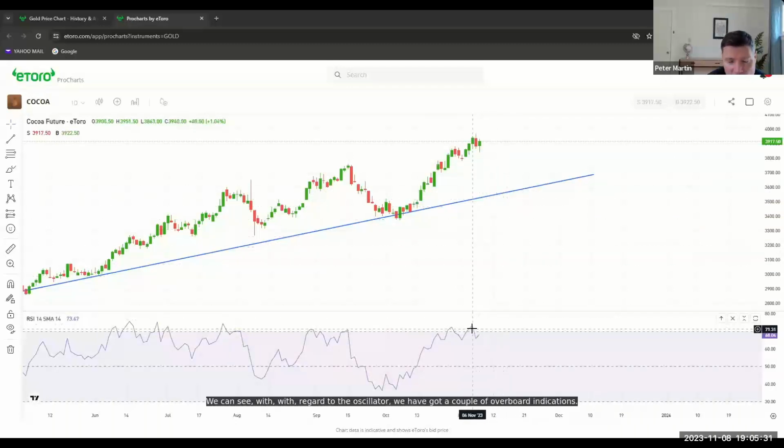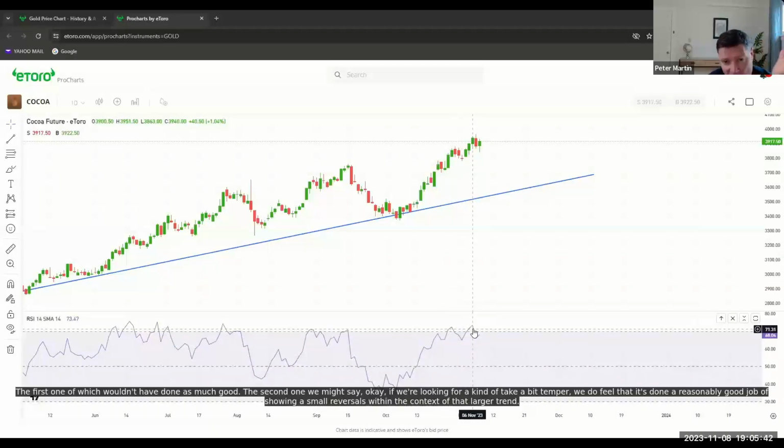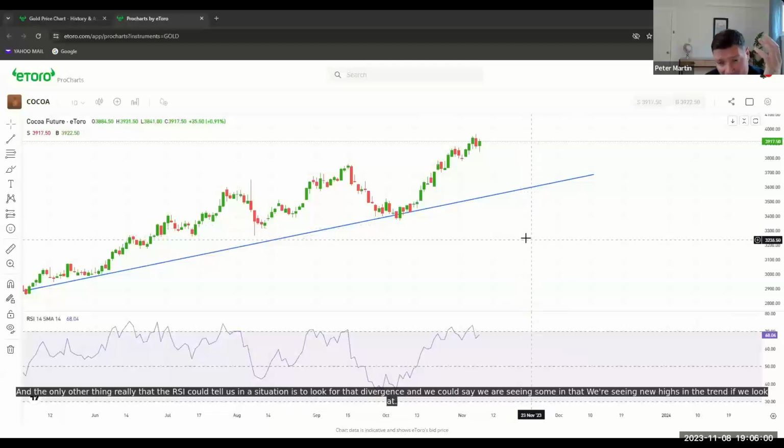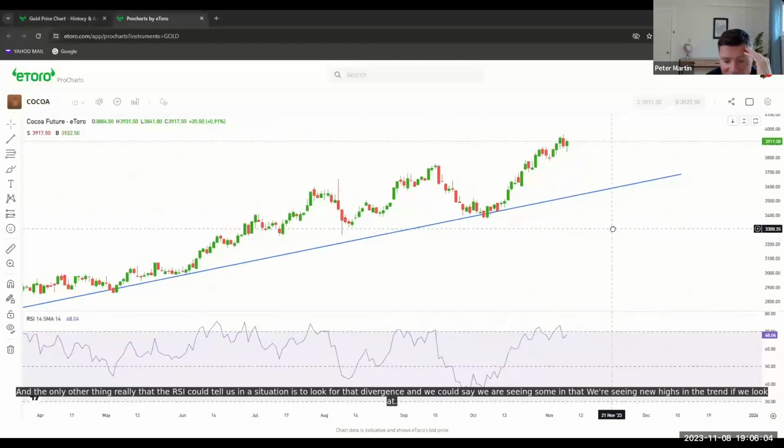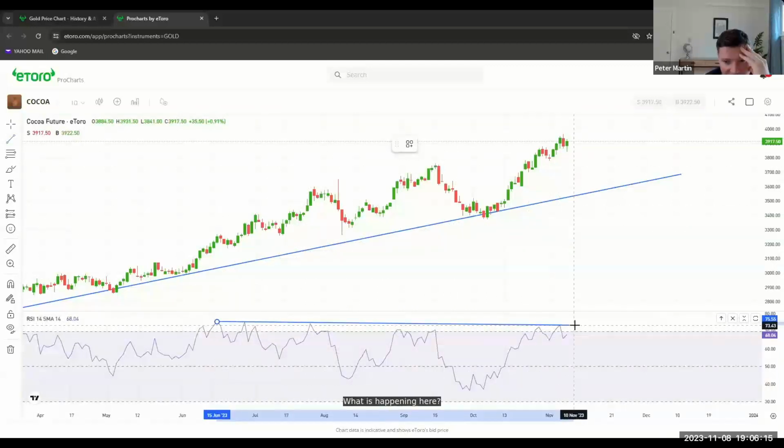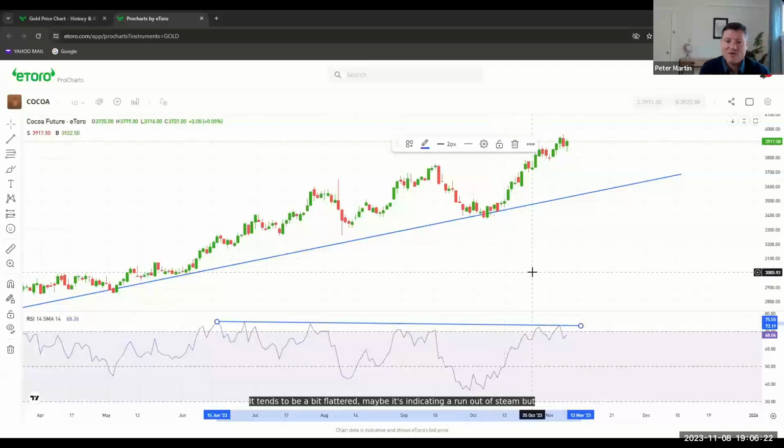With regard to the oscillator, we have got a couple of overbought indications. The first one wouldn't have done us much good. The second one, if we're looking for something temporary, we might say it's done a reasonably good job of showing us small reversals within the context of that larger trend. The only other thing the RSI could tell us in this situation is to look for divergence. We are seeing new highs in the trend, and if we look at what is happening here, the RSI tends to be a bit flatter. Maybe it's indicating a run out of steam.